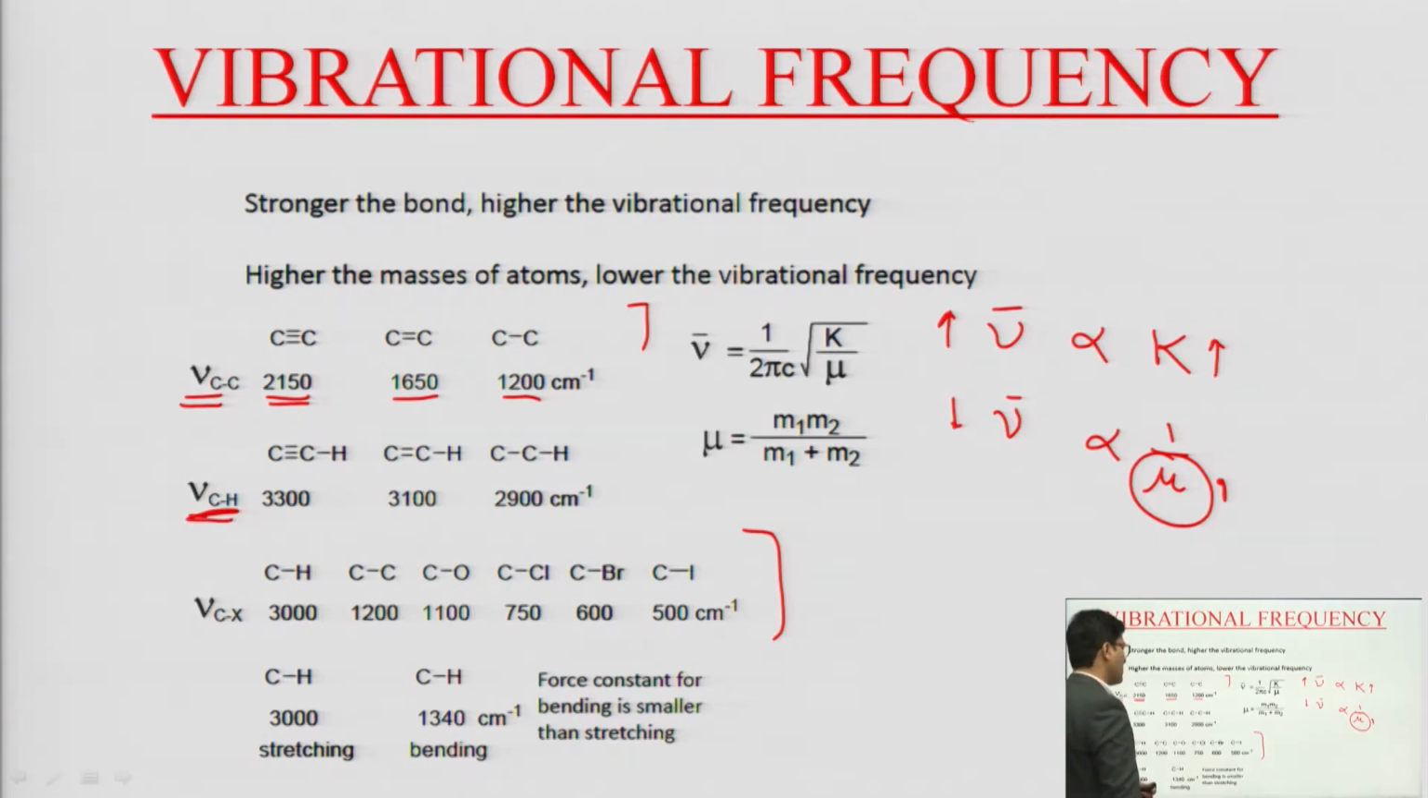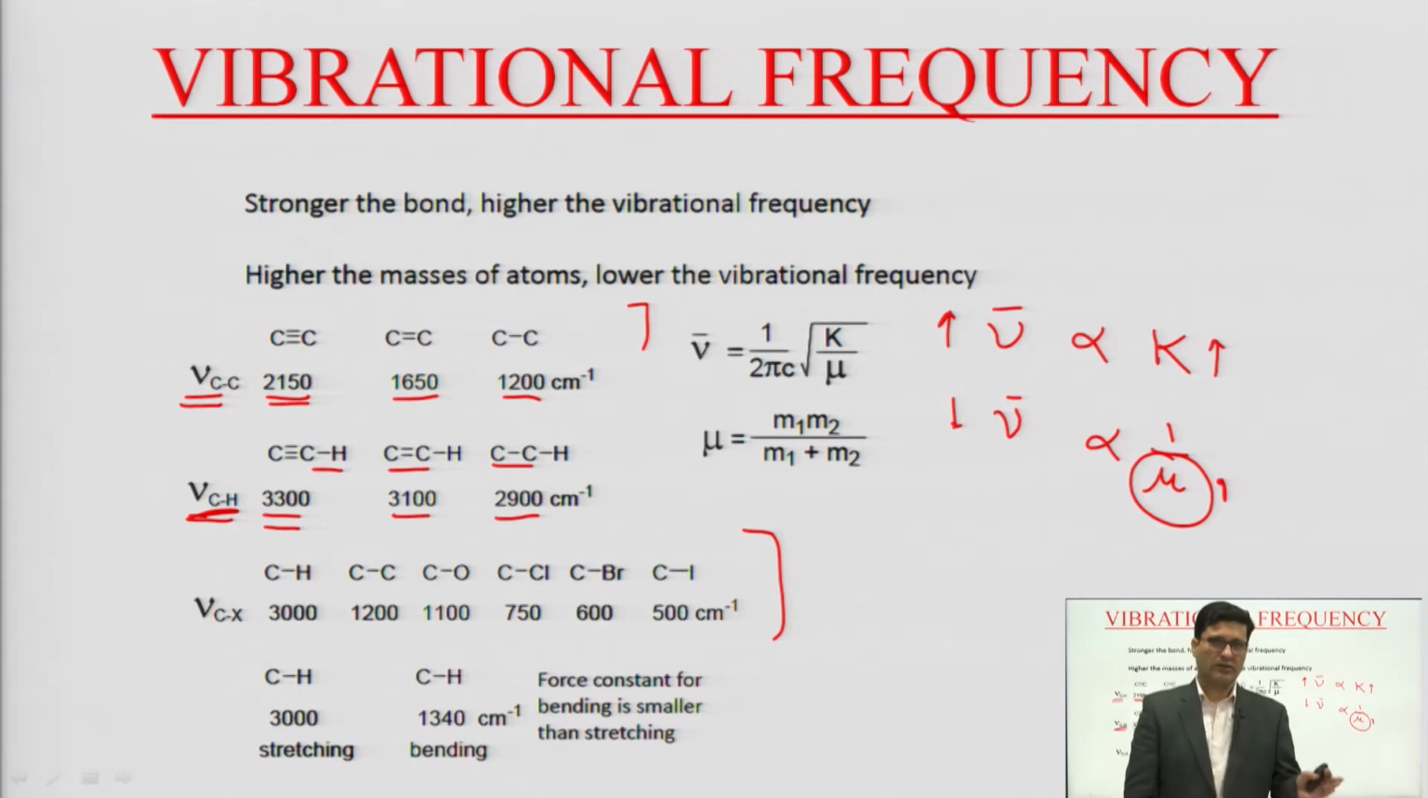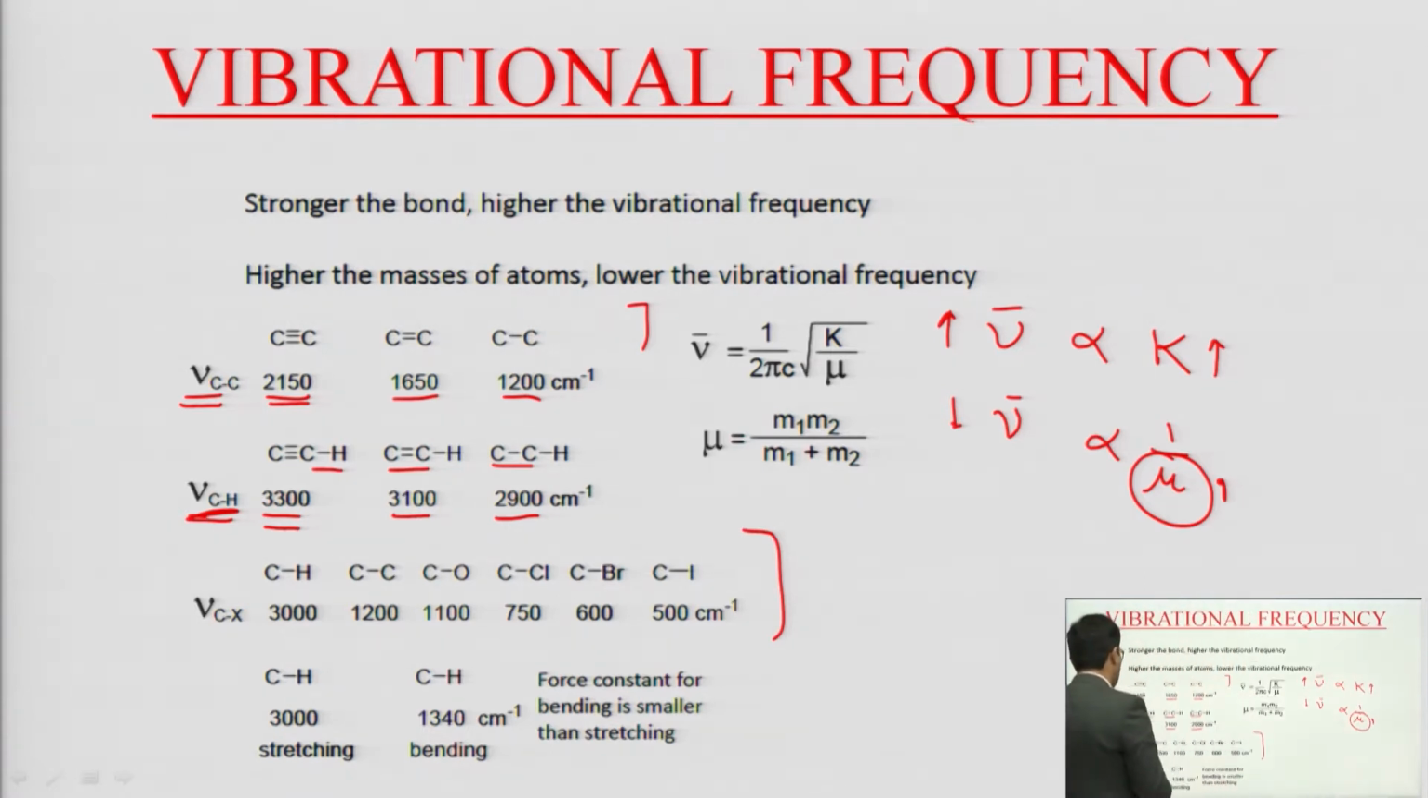The second example is the vibrational frequency value of a CH bond. The CH bond has the highest value of 3300 in the triple bond case, then 3100 in the double bond case, and 2900 in the single bond case. Here also the value decreases from alkyne to alkene to alkane, and the main factor is the hybridization state of the carbon that is connected to the hydrogen.